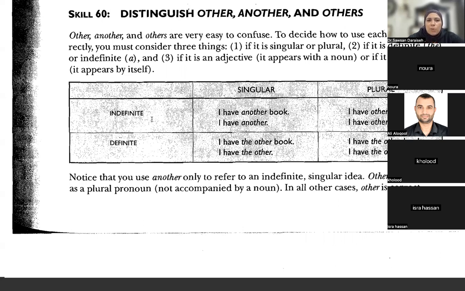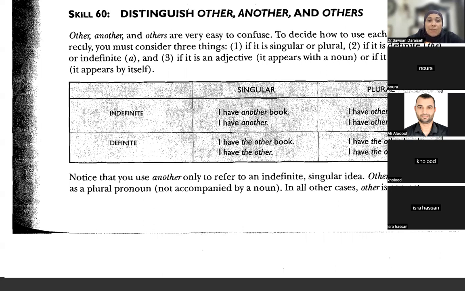Take a look at this. This is how it is in the indefinite. Which one is indefinite? Look, I have another book. So when I say to you, I have another book, look at the word book. So when I say this, is it definite or indefinite? Adjective.